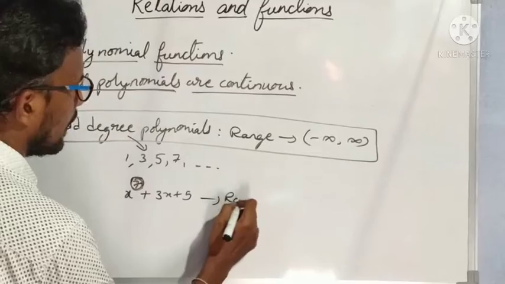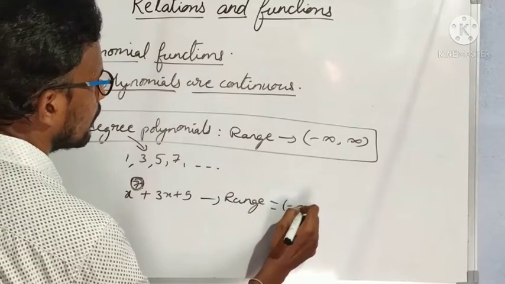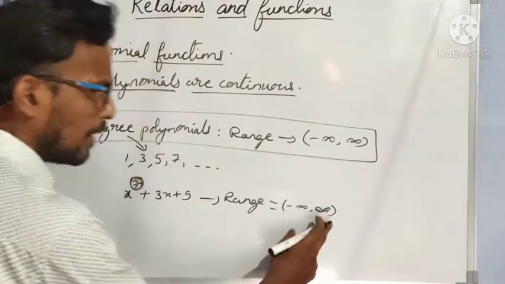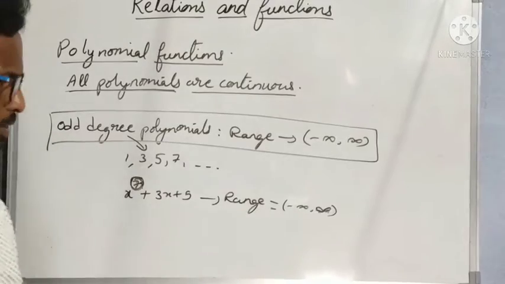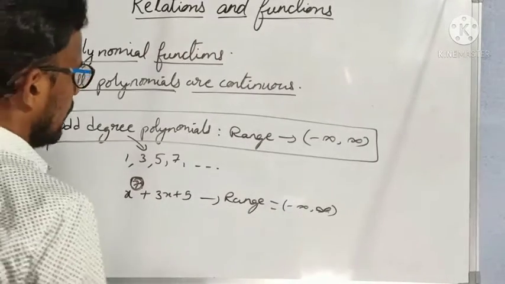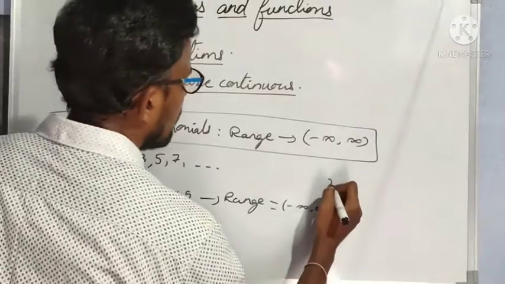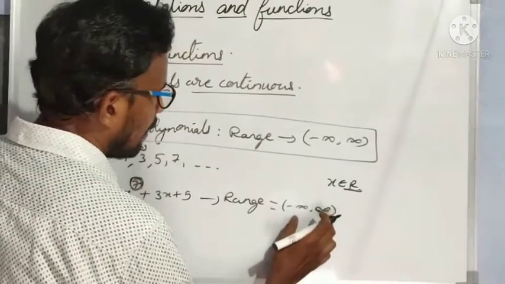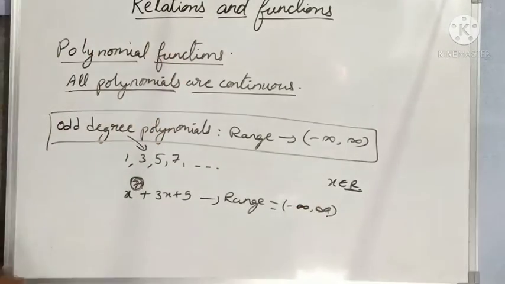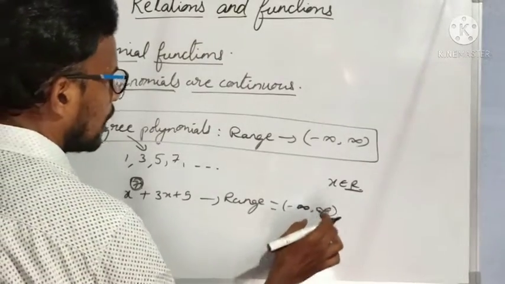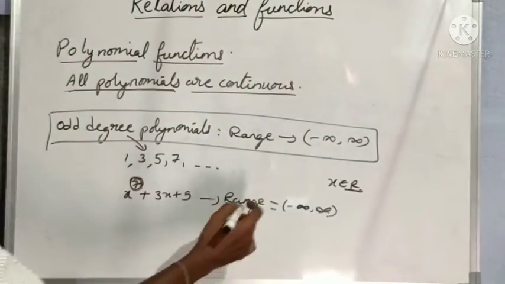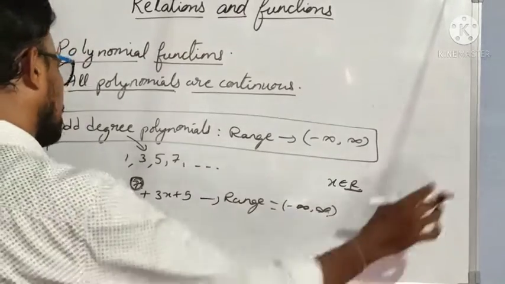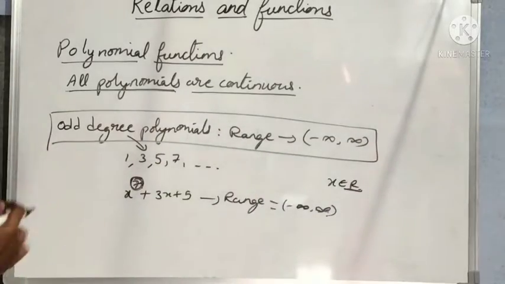So for this polynomial, range is what? Minus infinity comma infinity. Understood? Means here both negative values and positive values including 0 will be in the range. Means for the values of y, for any value of x, that is when x belongs to R, means x is any real number, then the value of y will always be between minus infinity and infinity, that is we will get negative values and positive values including 0. This is the meaning of range equal to minus infinity comma infinity, excluding minus infinity and infinity; in between, whatever the values are there, all the values will be included in the range.